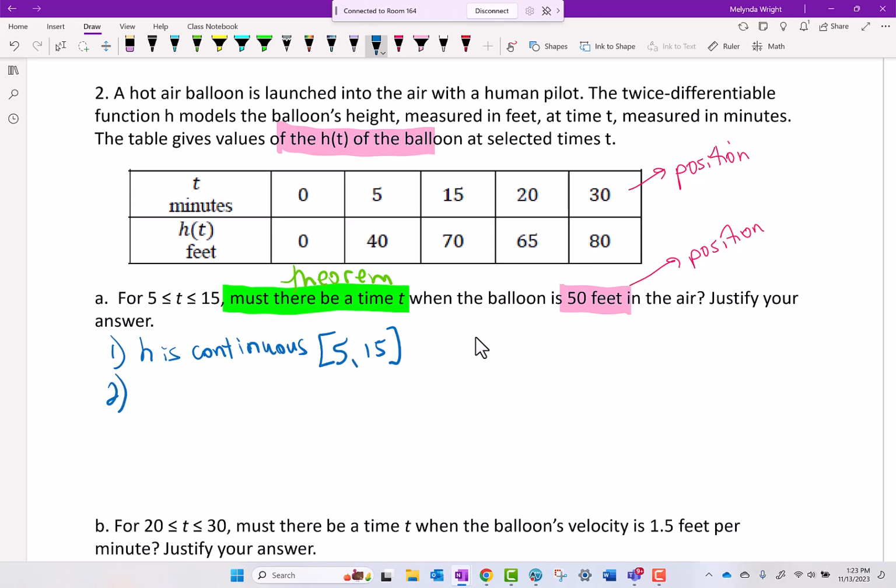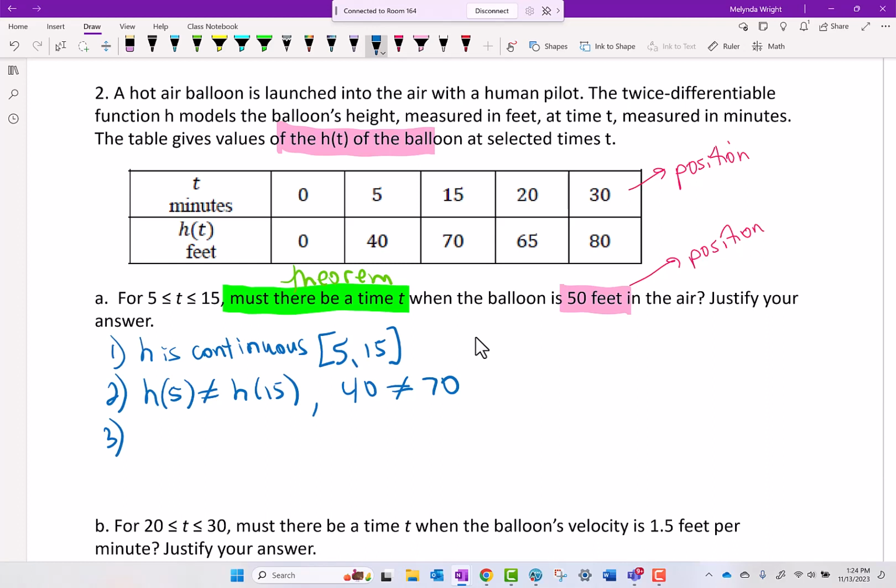So what else do we need for IVT? We need it to be continuous. We need the y values not to be the same, right? So we need h of 5 to not equal h of 15. And I need to actually verify that. h of 5 is 40, which does not equal h of 15, which is 70. I need to write those down. I would write them both down if I were you, just to cover all your bases. Okay, those y values are not the same. Okay, step 3. What was our step 3? K. What's K?